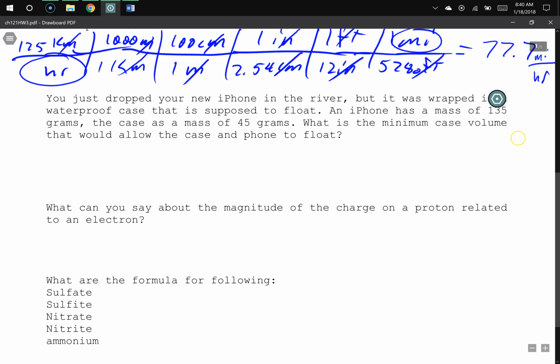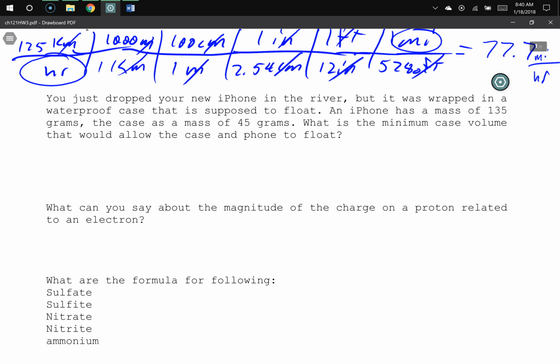Okay, how about this next one? What's the density of the phone and the case have to be? Less than 1. So if I know that the phone and the case together have a total mass of 180 grams, so the case itself has to have a volume of what?